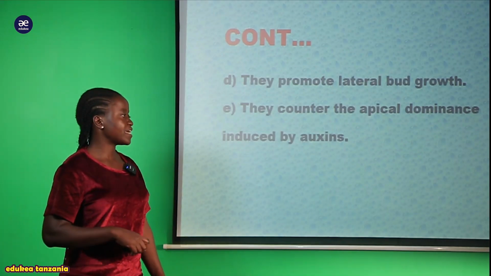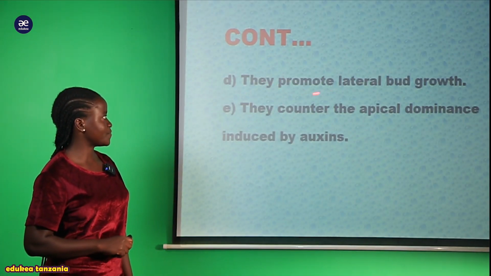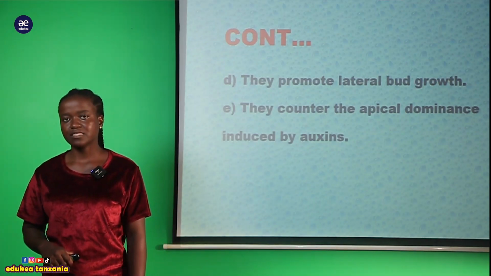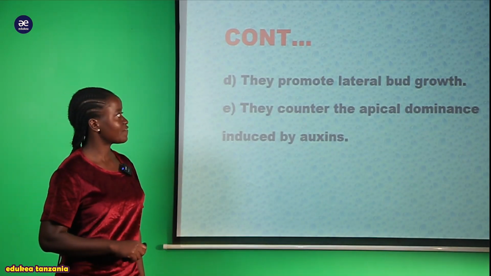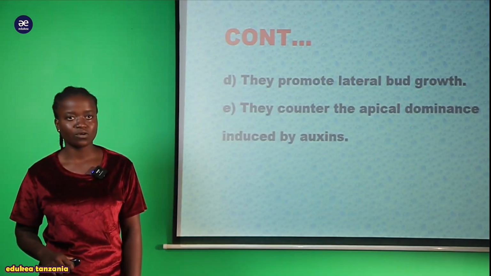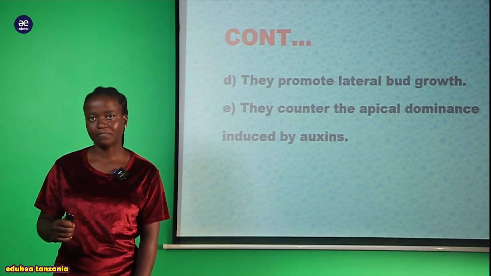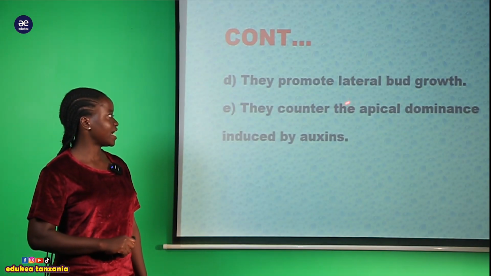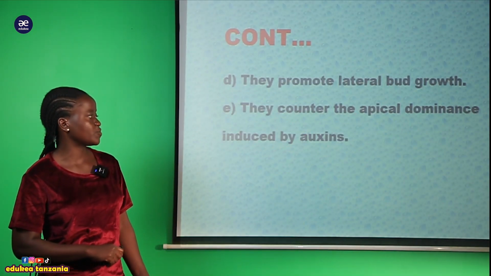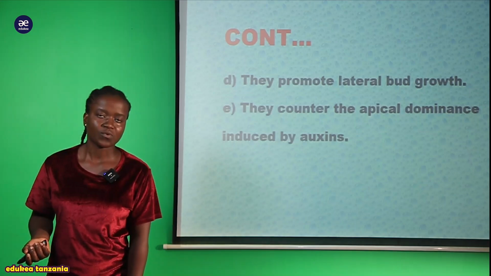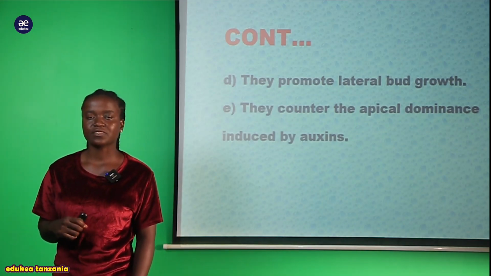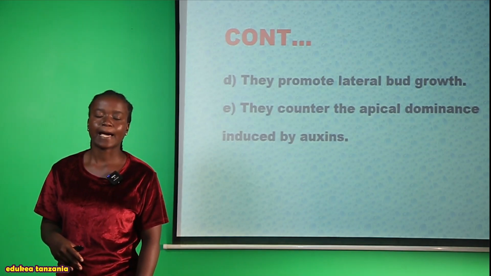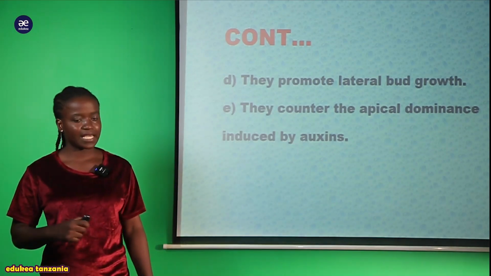Another role of the cytokinin, we can say that they promote lateral bud growth. So this function is the same as in the auxin hormone. So it also does the work of promotion of lateral bud growth to occur within a plant. Another function, we can say that they counter the apical dominance induced by the auxin. So the presence of the auxin together with the cytokinins is whereby to bring about the apical dominance within a plant.